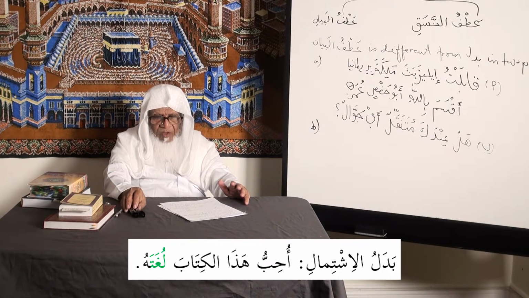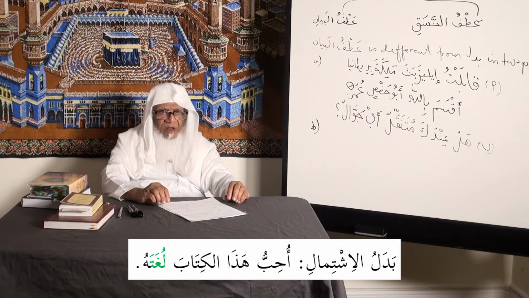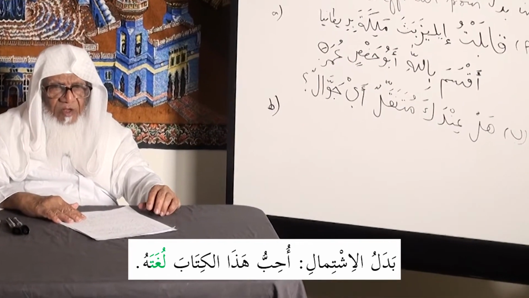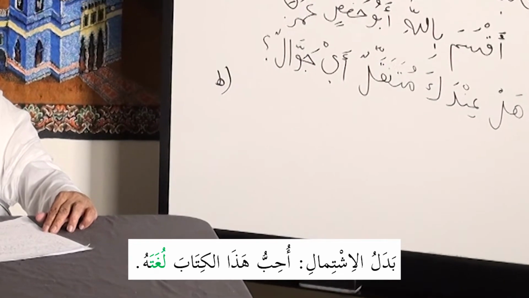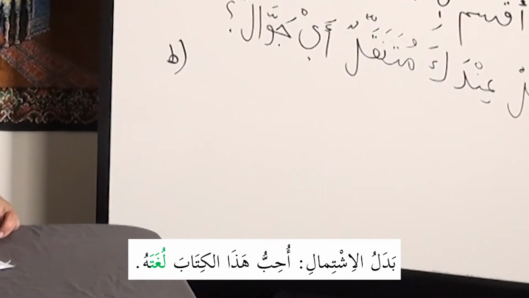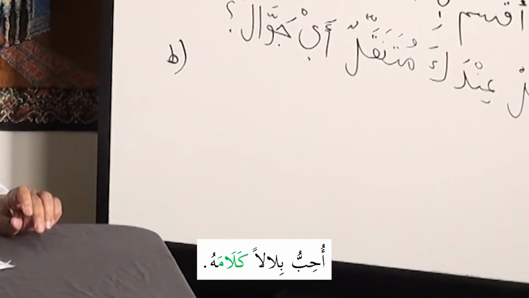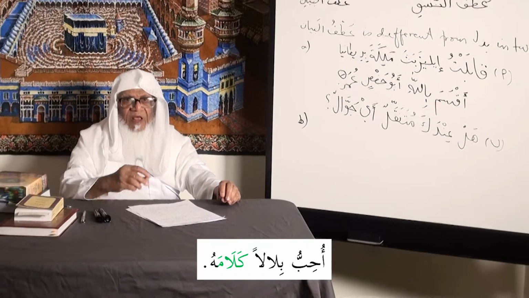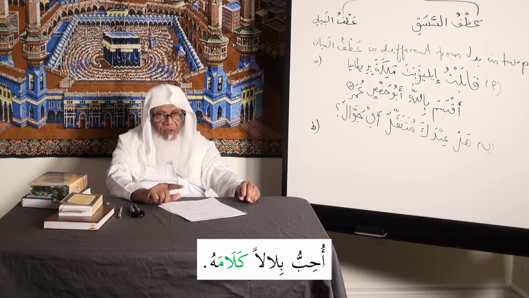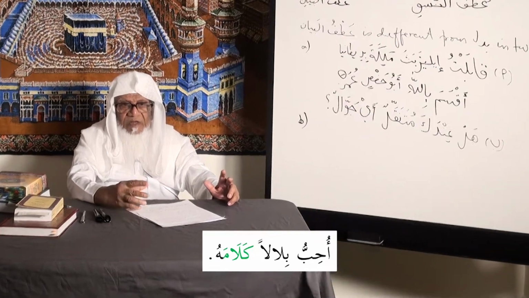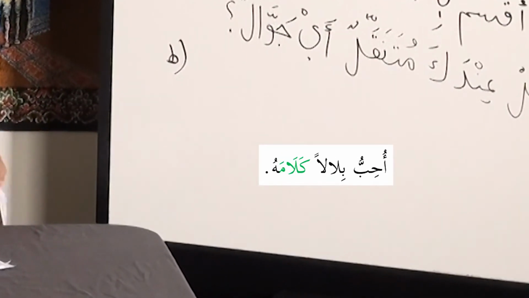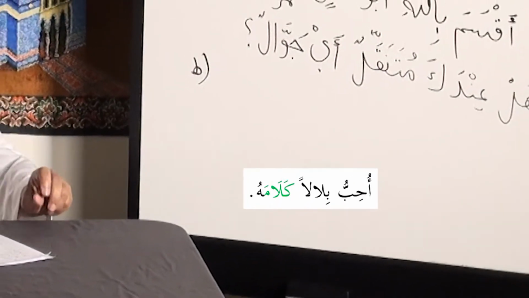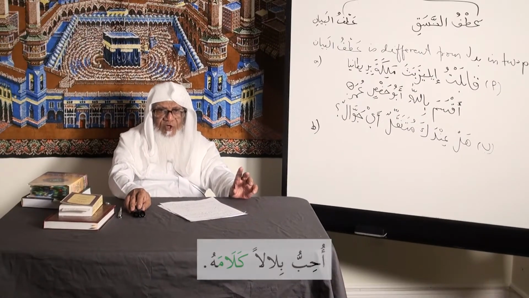For example, أحب هذا الكتاب لغته. I like this book, its language. Now, the language is neither part of it nor complete. It is some quality or attribute of the book. أحب بلالا كلامه. I like Bilal, his speech. Now, kalam is not a part, it's an attribute, a quality which is in Bilal. Uhibbul Bilala kalamahu. That is Badalul Ishtimal.